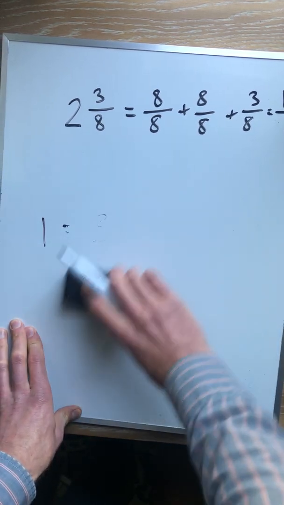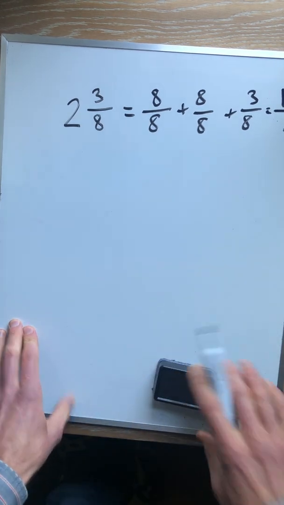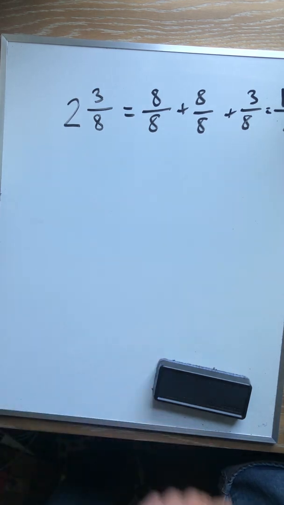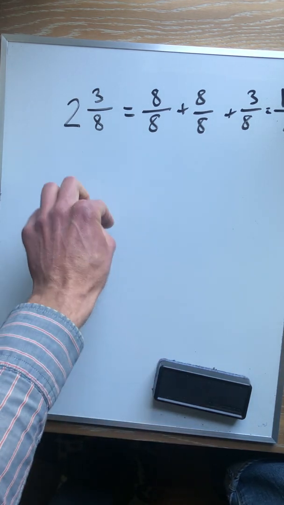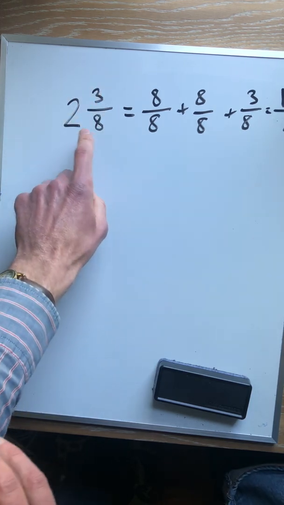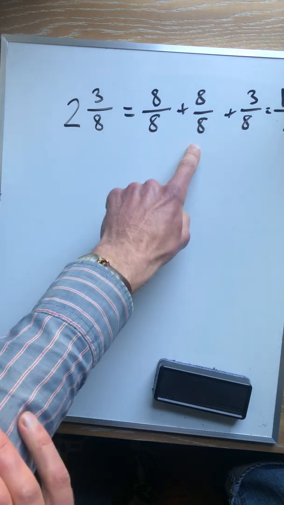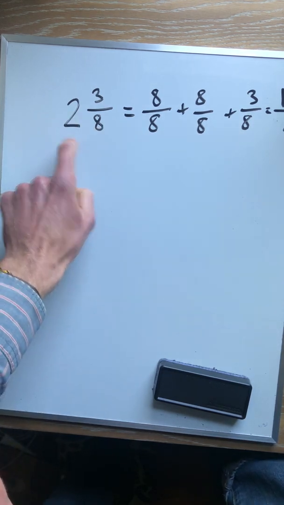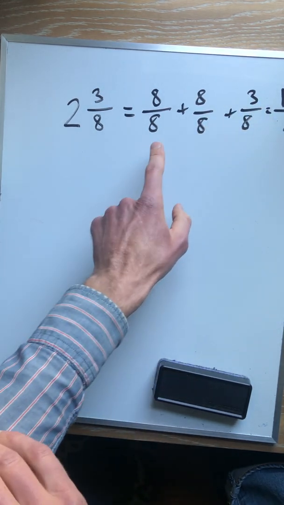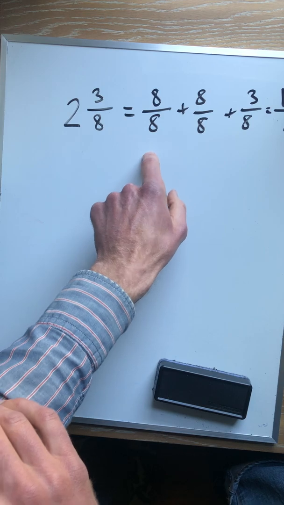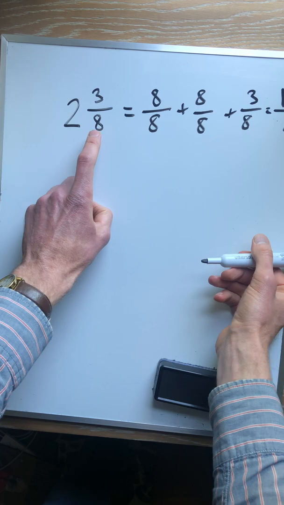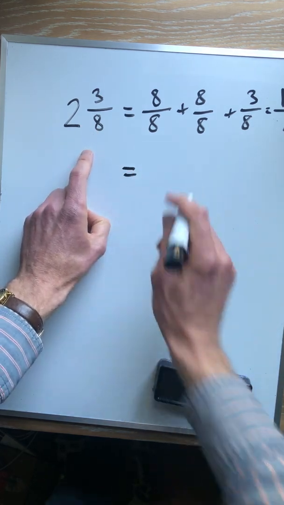I want to show you that there's another way to do that. This is a good way to do it because it makes a lot of sense. But another way that's even faster is this cool pathway where you say, okay, 8/8 plus 8/8 is the same thing as 2 times 8/8, right? And then you add the 3/8. Watch, this is kind of cool, and it's really fast.